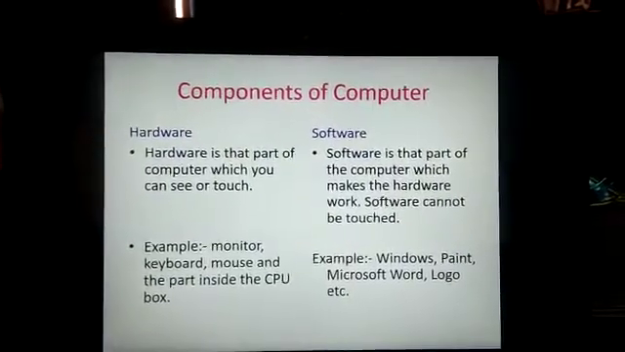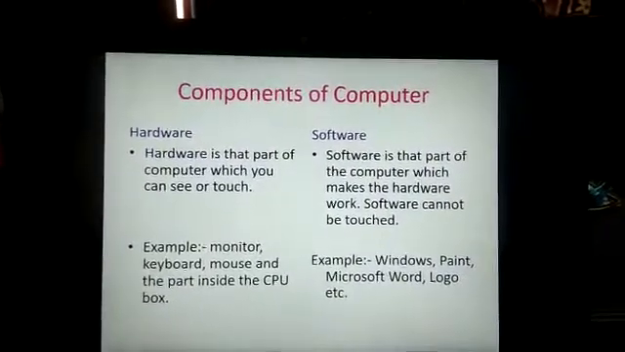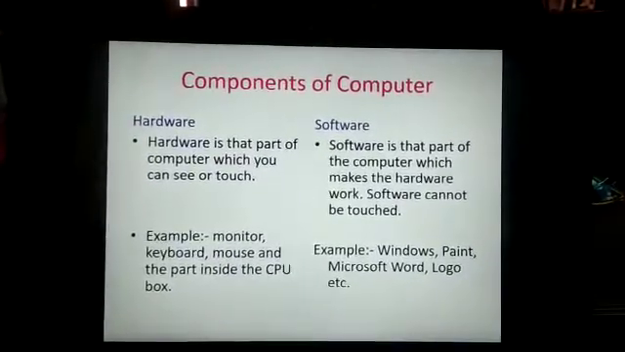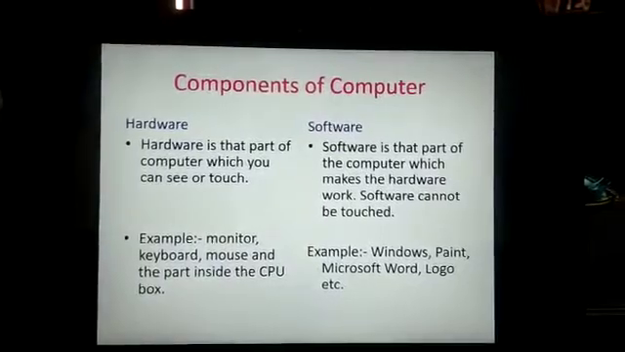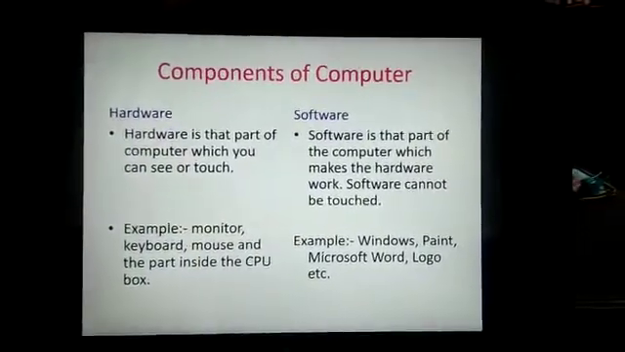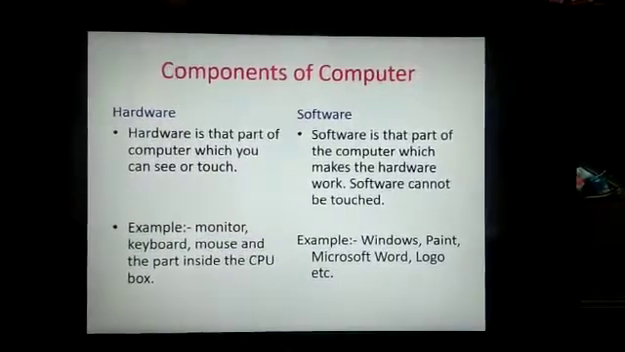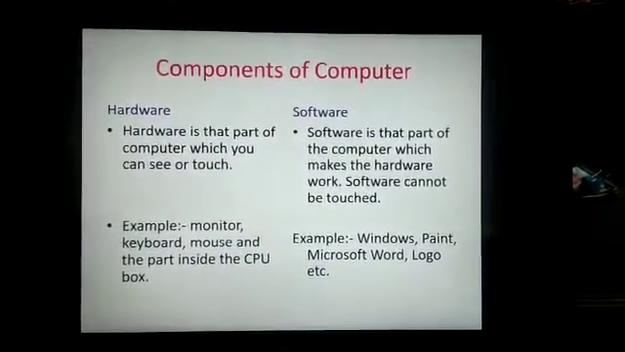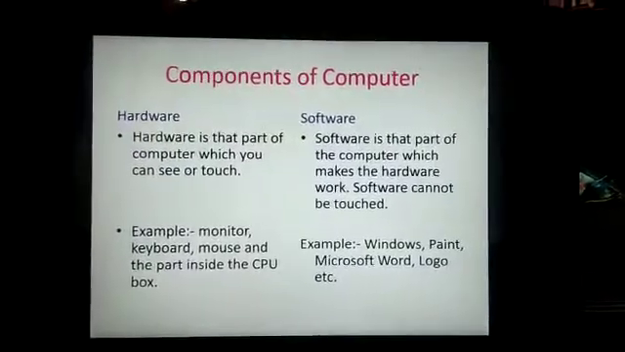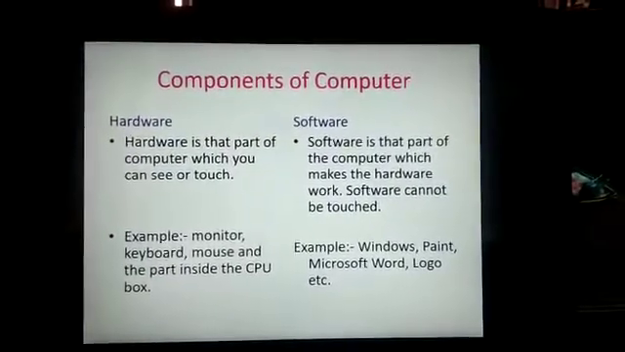Next, components of computer. First is hardware. Hardware is the part of computer which you can see or touch. For example, monitor, keyboard, mouse and the parts inside the CPU box. These parts you can easily see and touch.